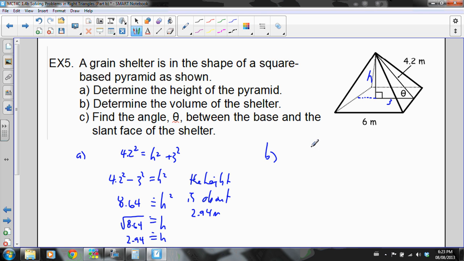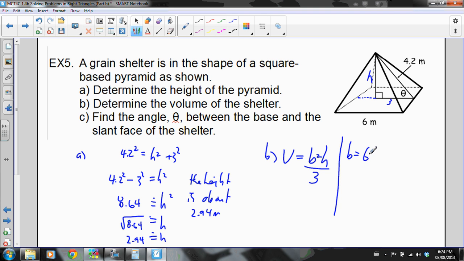The volume of the shelter. Well, I don't expect you to have the volume formula off by heart. We'll do some measurement and geometry stuff later in the course, but I'll give you the formula now. The volume of this shape is the base squared times the height divided by 3. And that's anything that comes to a point, we divide by 3. Maybe you remember that from previous grades or not.